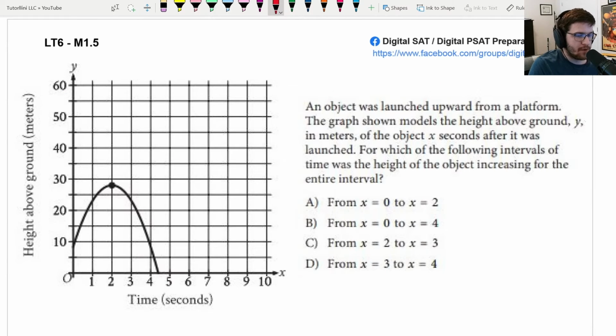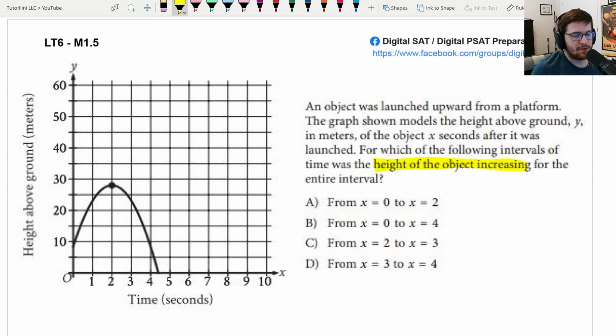Okay, this is Module 1, question number 5. There's a lot of stuff you should know about this picture, and I've gone over this in many of my previous videos: what the y-intercept means for a projectile, what the vertex means, and what the positive x-intercept means. But this question isn't really asking about any of that. It's just asking us about something else. It wants to know when is the height of the object increasing.